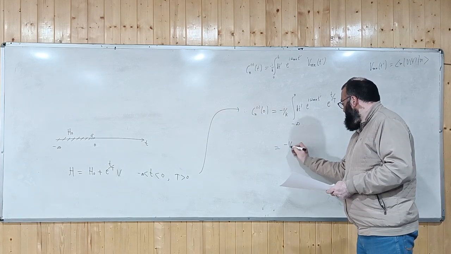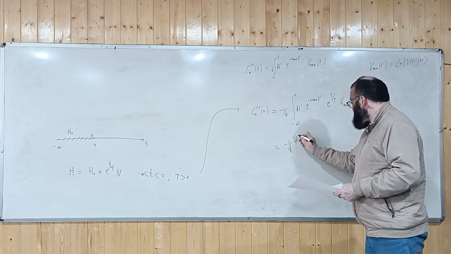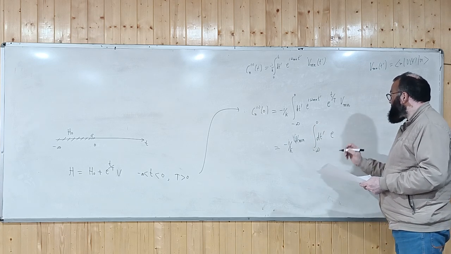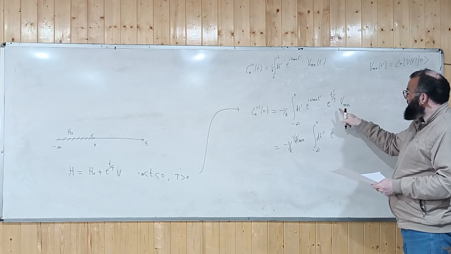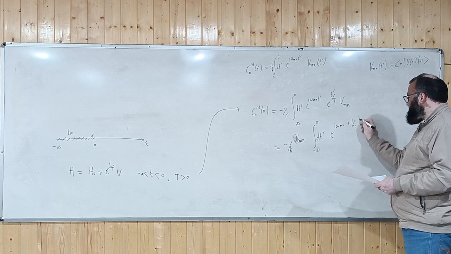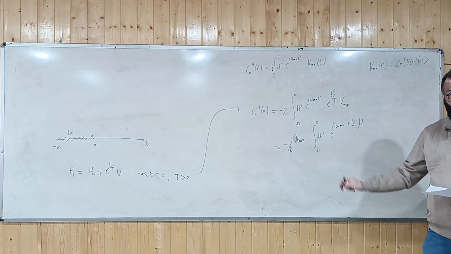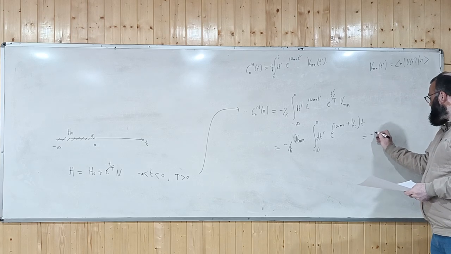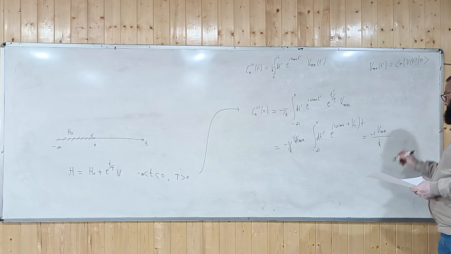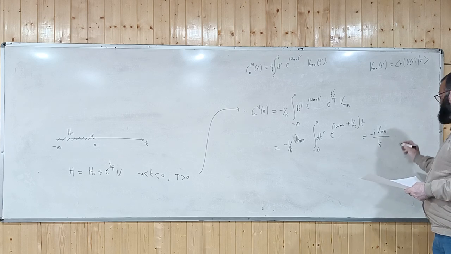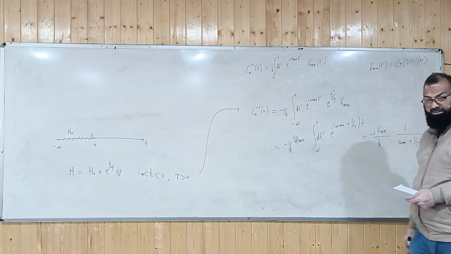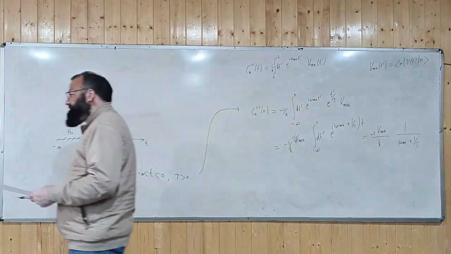So this will come out as minus i by h cross times Vmn, then the integral from minus infinity to 0 of dt prime. Since t prime is a dummy variable, it is e to the power of i omega mn plus 1 by tau into t prime. Now what is the integration? It is minus i Vmn by h cross times one divided by i omega mn plus 1 by tau. So this is the integration.